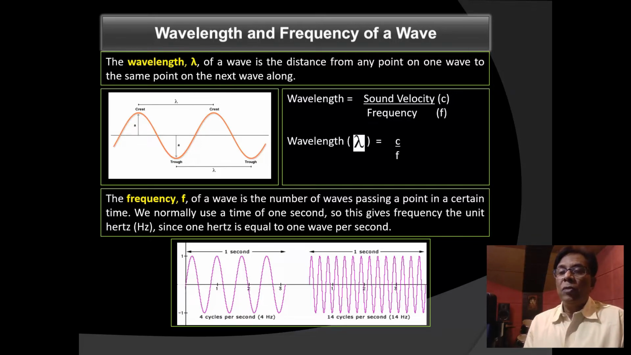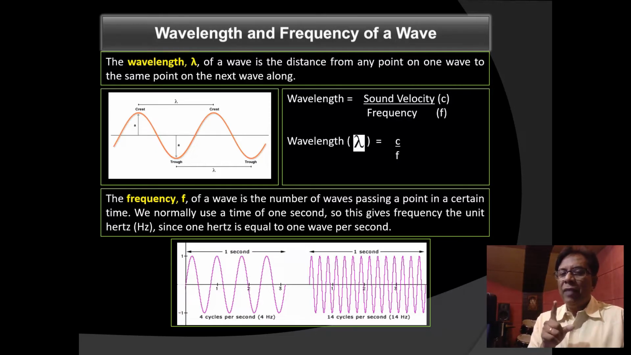All right. So wavelength is the velocity of sound divided by its frequency. Wavelength is denoted by lambda, so lambda equals c by f. The velocity of sound could be in meters per second, as I told you earlier, or in feet per second. That depends on what unit you want the wavelength in. If you want the wavelength in meters, you use sound velocity in meters per second. If you want it in feet, you use feet per second.